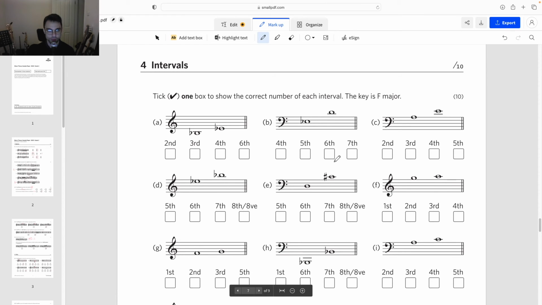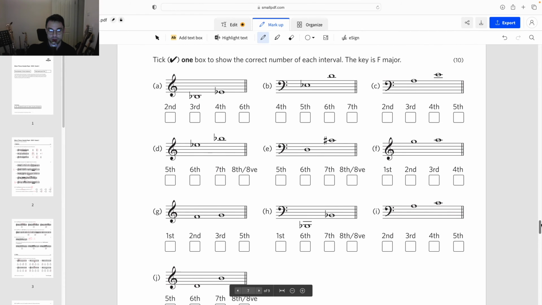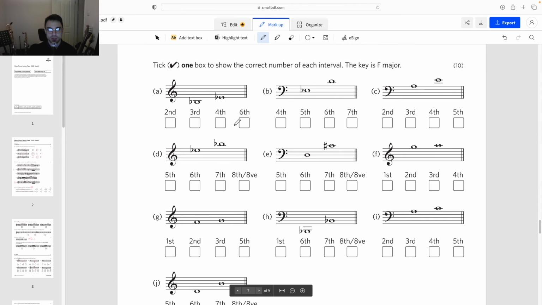All right, section 4, intervals. Tick one box to show the correct number of each interval. The key is F major. How many questions do we have here? 10 questions. All right. So the key is F major.